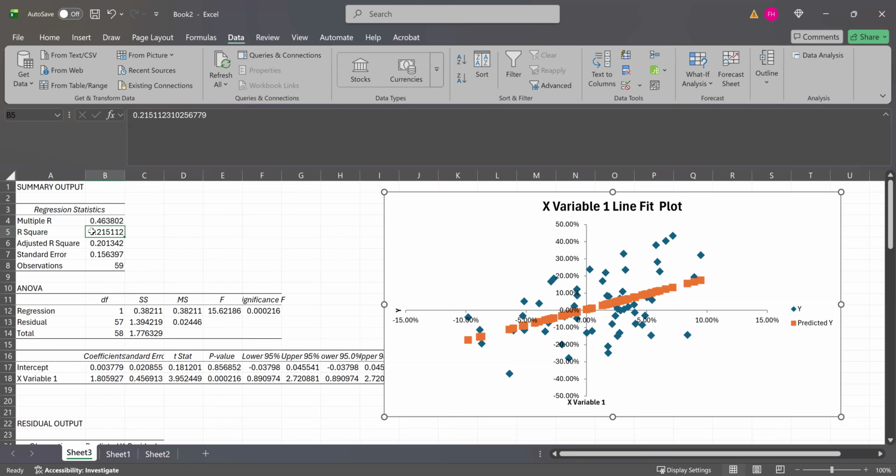The higher this value here, the more the return of the security is determined by the return of the market, by the market risk premium. The lower the value, this means that the other component, the firm-specific risk, matters more. In this case, 21.5% is explained by systematic risk, and the remaining 78.5% is explained by firm-specific risk and other risk factors that I didn't include in this model. Other values that you need to consider: here you have the intercept and you have beta.